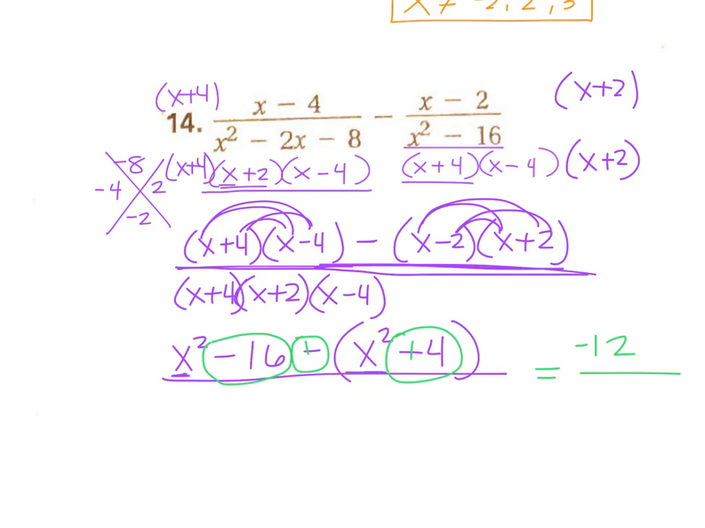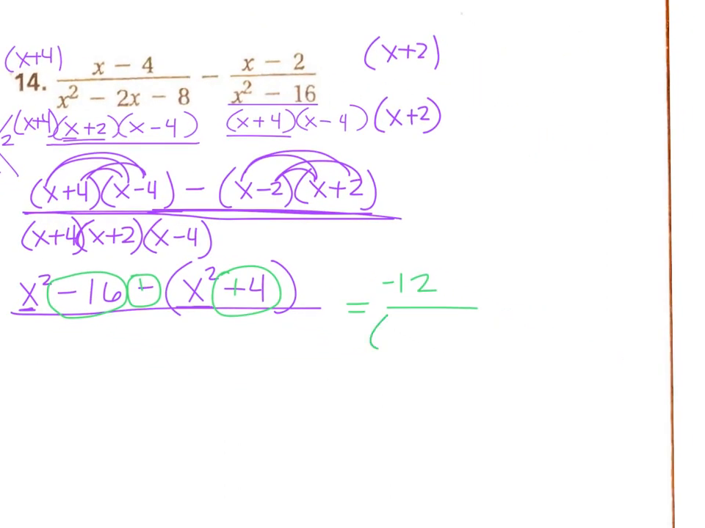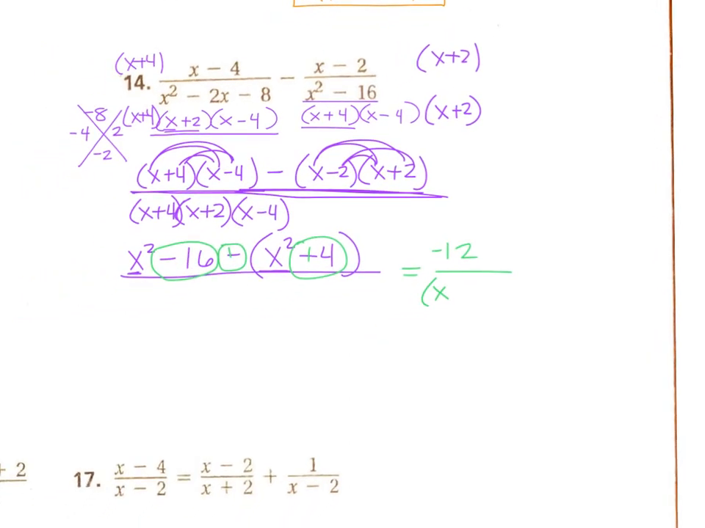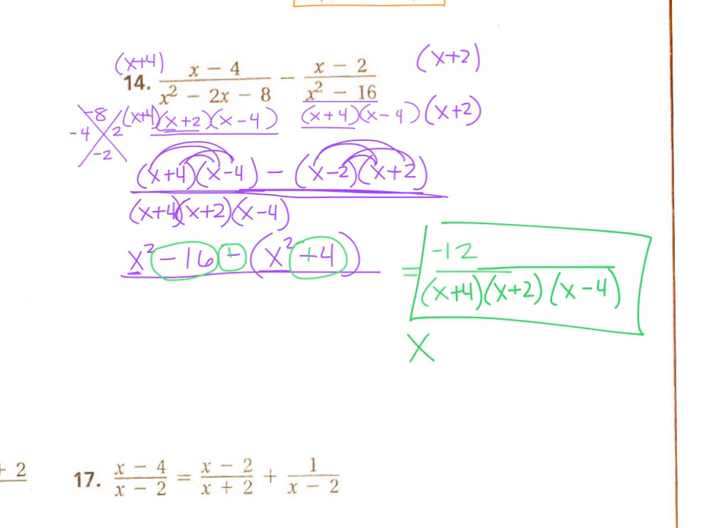And then we still have our denominator. So it's going to be x plus 4, x plus 2, and x minus 4. Okay, so that'll be your answer. Your restrictions: x cannot be negative 4, negative 2, and positive 4. All right.